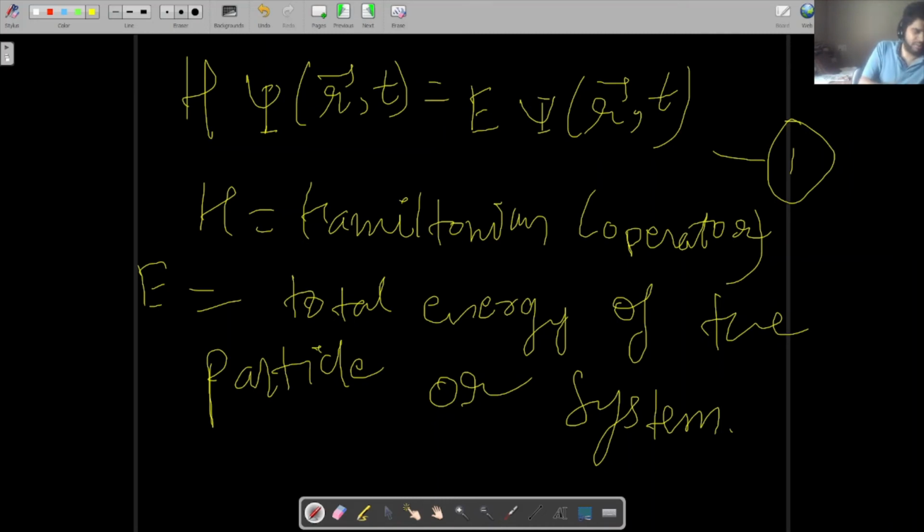So in this form, the Schrodinger time dependent equation is written. Now we will learn about operators in the upcoming classes. We are sure to learn about operators in the upcoming classes, no doubt about it.